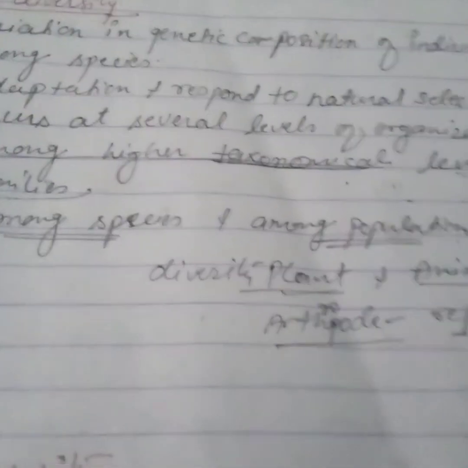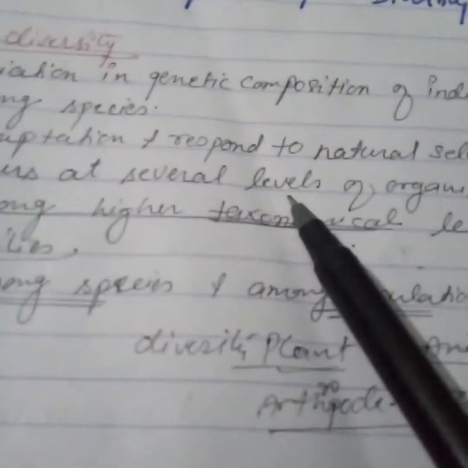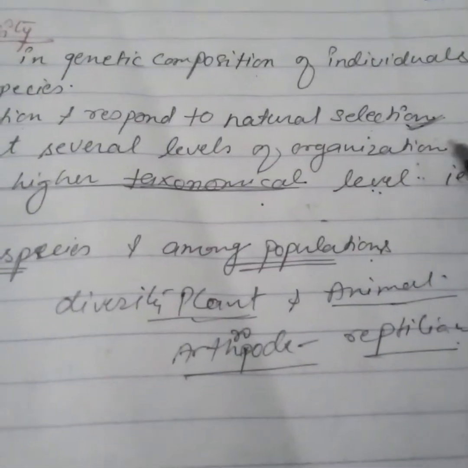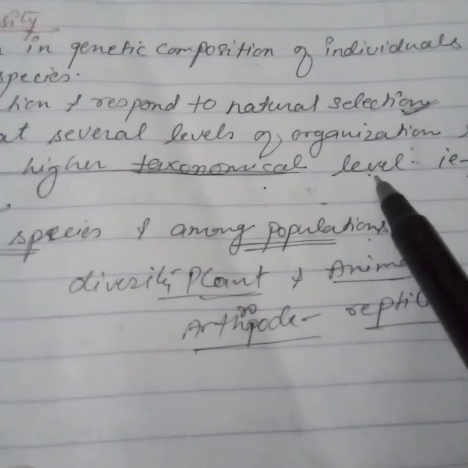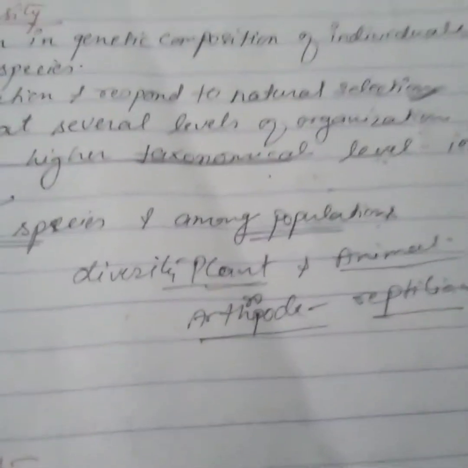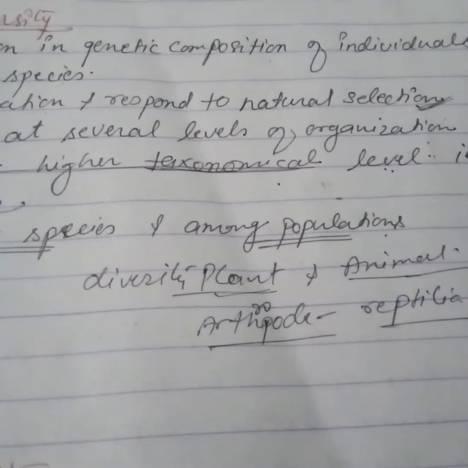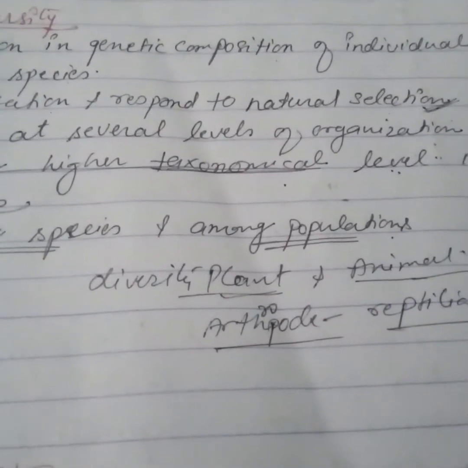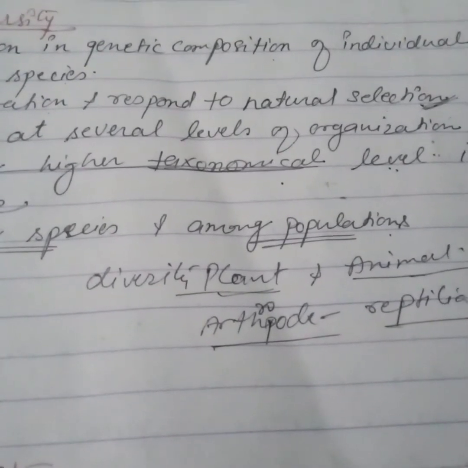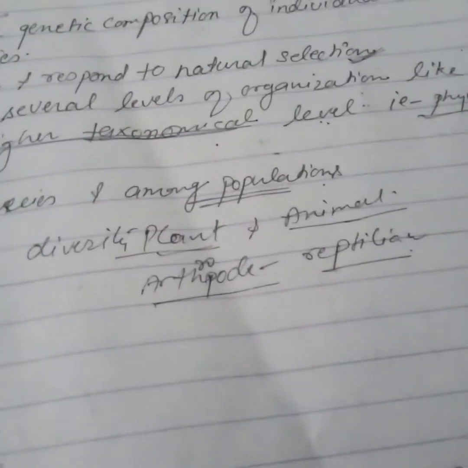Genetic diversity occurs at several levels of organization, such as at the taxonomical level. What is the taxonomical level? It is the branch of division where particular kinds of species are divided and grouped into particular phyla and families.